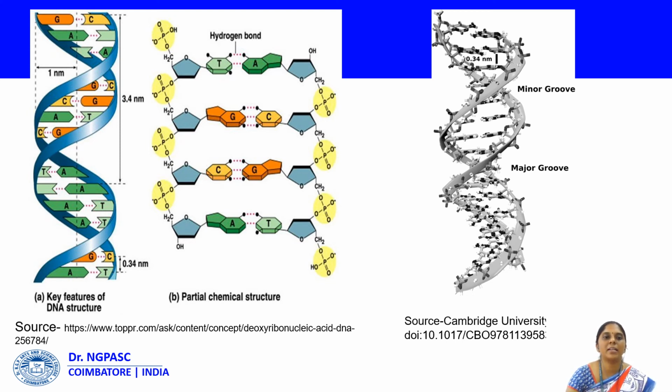So the nitrogen base is attached to a sugar molecule. The sugar molecule in turn is attached to a phosphate molecule. Okay, this is how a DNA double helix is present.